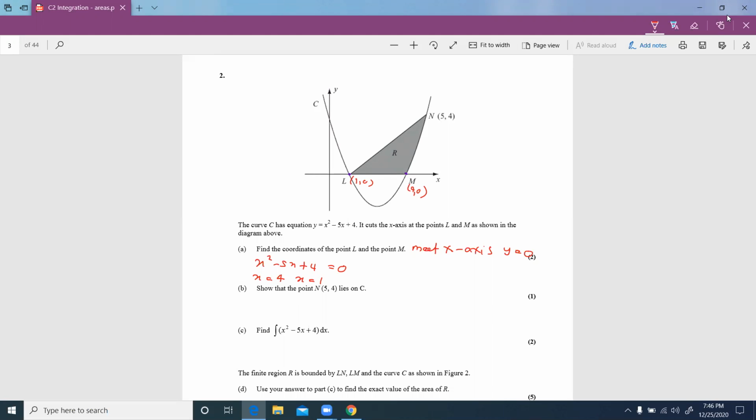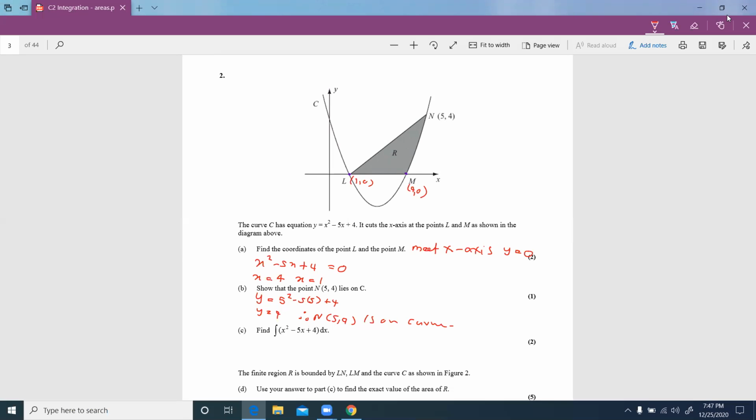If you need to show that a point lies on a curve, either you can substitute the x coordinate 5 into the equation and show that y becomes 4, or you can put 4 into y and show that x becomes 5. The easier way is to substitute 5 into x and show that y becomes 4. So I will do it this way: 5 squared minus 5 into 5 plus 4. Therefore, y equals 4. So with that, you can say, therefore, N (5, 4) is on the curve. That's the way of writing this answer.